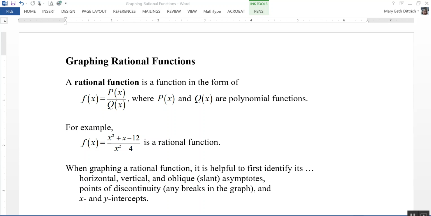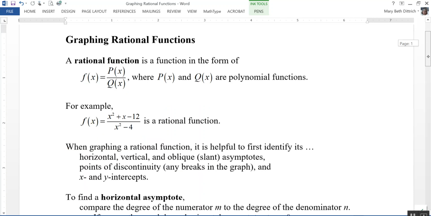So for example, f of x equals x squared plus x minus 12 over x squared minus 4 is a rational function. Notice it has a trinomial in the numerator and a binomial in the denominator. When graphing a rational function, it's helpful to first identify several parts. First of all, the asymptotes. What are the horizontal, vertical, and oblique or slanted asymptotes of the graph? Are there any points of discontinuity? Are there any breaks in the graph? Is there anywhere that, for example, x cannot equal 4? And what are the x and the y intercepts of the graph?